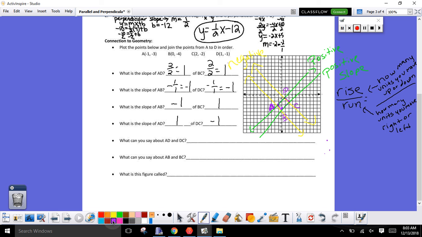So let's look at that. My slope of AD is 1. My slope of DC is a negative 1. Therefore, I can say they're opposite signs. We're switching them. So I'm going to say the lines are going to be perpendicular.